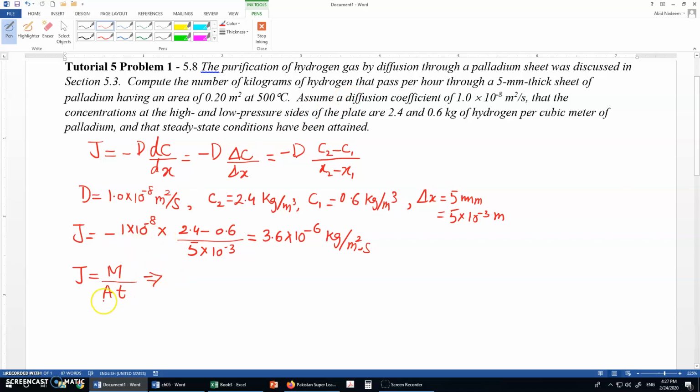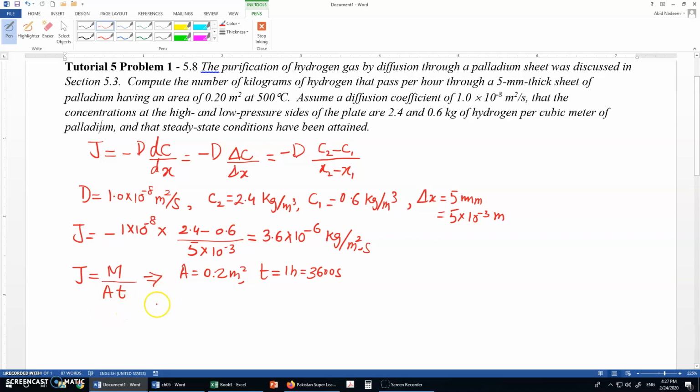In this case we know that the area is 0.2 square meter, and time is 1 hour. So mass per hour we need to find. Time is 1 hour, which is equal to 3600 seconds.